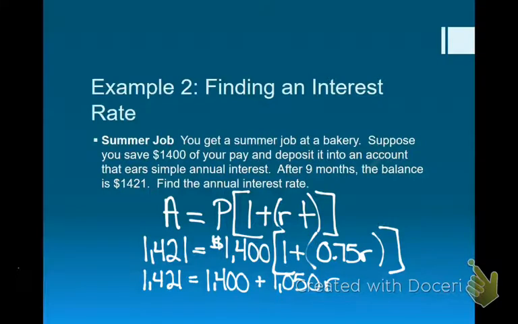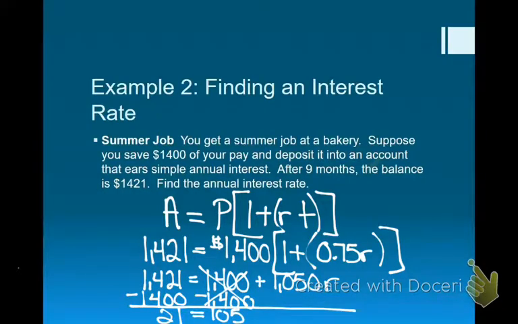What do I do first? Subtract 1400. Very good. Subtract 1400 from both sides. Now I get 21 equals 1050R. Now be careful. What am I going to divide both sides by? 1050, whatever is connected to my variable. I divide 21 divided by 1050.